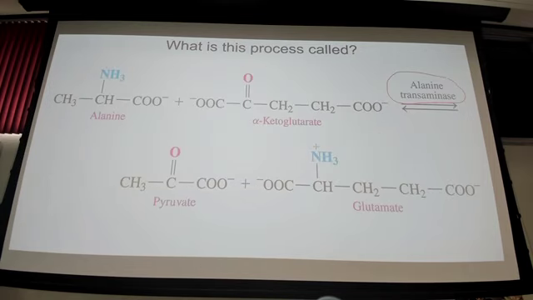So, what is this process called? Transamination. Correct. In transamination, we're transferring that amino group from one substrate to another. So we see this amino acid transferring its amino group to alpha ketoglutarate to produce pyruvate, which we know is the final product of glycolysis, and producing glutamate, which is another amino acid. So taking that into consideration, what is one of the functions of transamination?